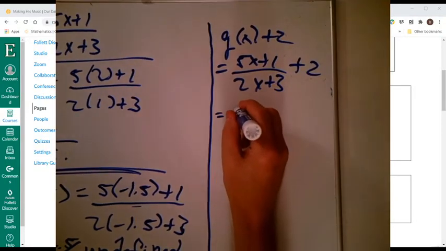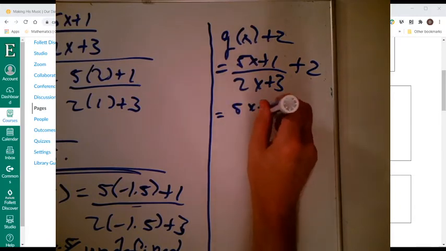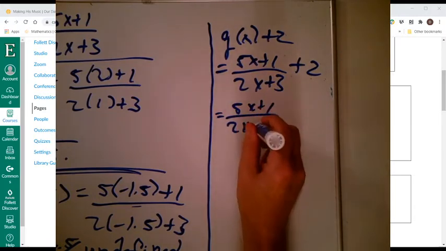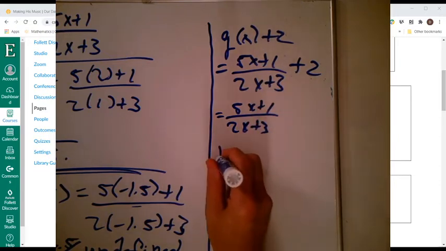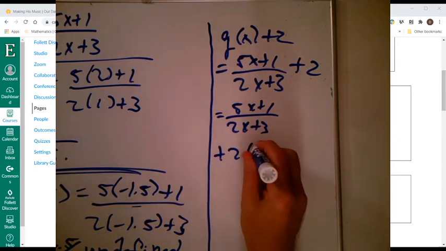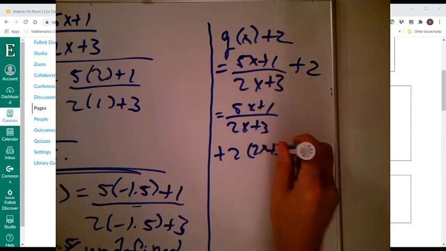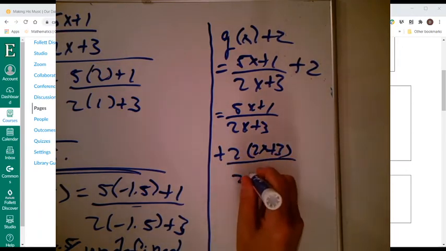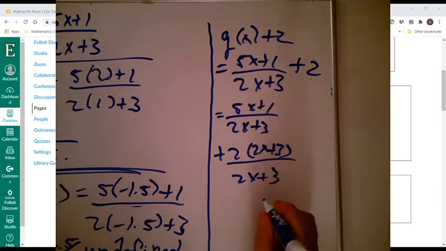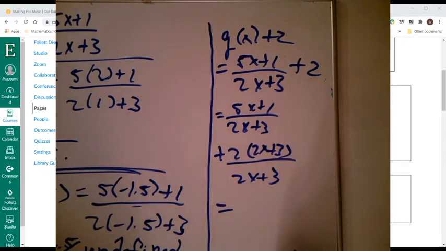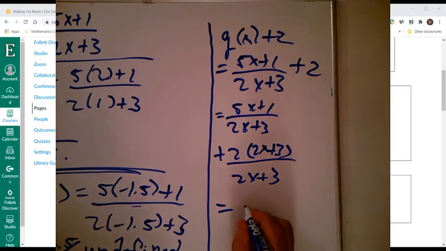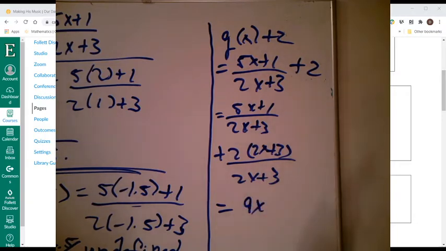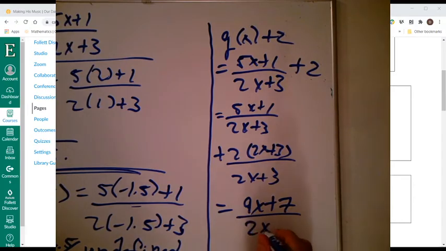So I'm going to write down equals 5x plus 1 over 2x plus 3 plus 2 times 2x plus 3 over 2x plus 3. And now the denominators are the same. So I'm going to add these together. I'm going to get 5x plus 4x, that's 9x. I'm going to get plus 1 plus 6, that's plus 7. And that's all over 2x plus 3. And I'm happy with that.